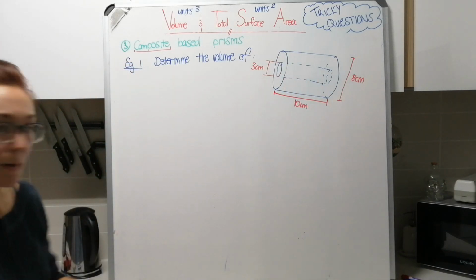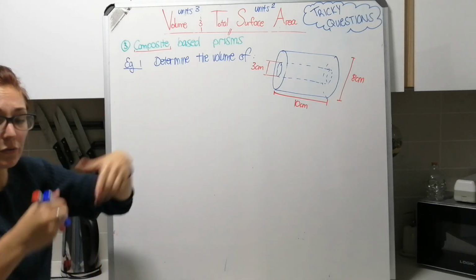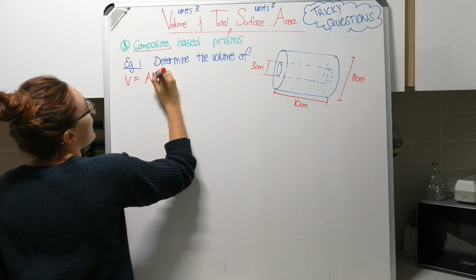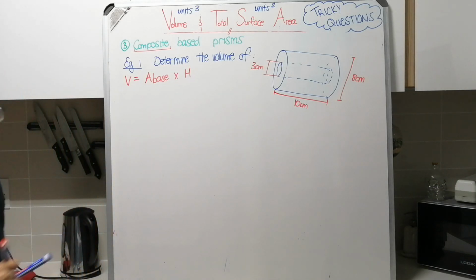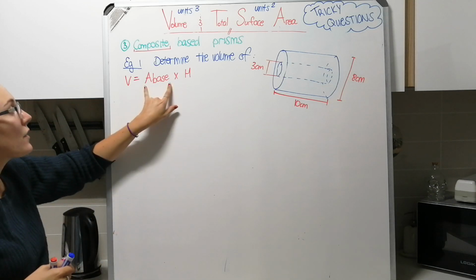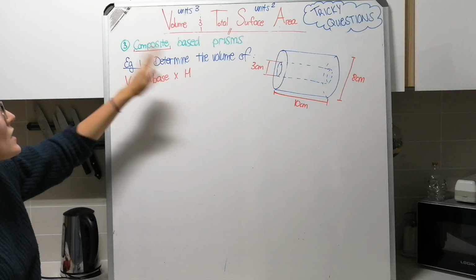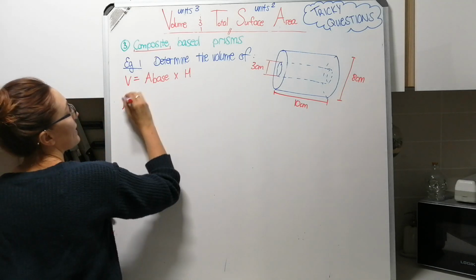Now I've lost all my pens. There we go. Okay, so we're doing volume. First thing we do is write the volume formula. Volume equals area of base times height. Step 2 is to determine the area of your composite base and, if necessary, the perimeter. Now in this question we don't need the perimeter, we only need the area. So step 2 is to find the area.